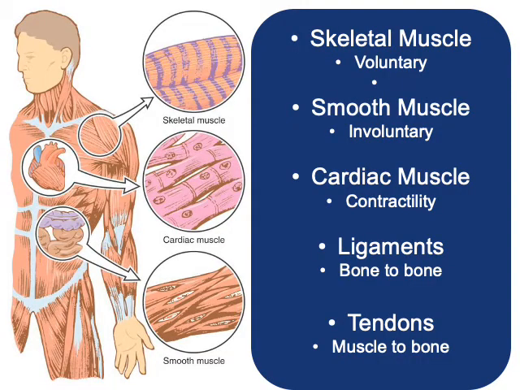So let's talk about some of the soft tissue. We have skeletal muscle, which is a voluntary muscle. It's very powerful, very strong, lots of blood supply. You can walk and talk and chew, that kind of muscle. You have control over it.